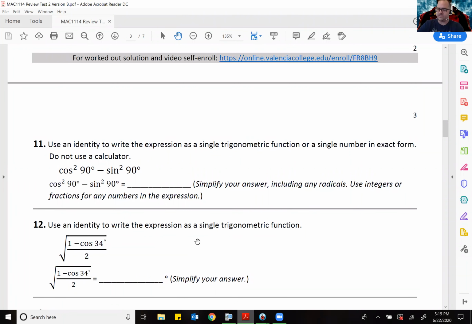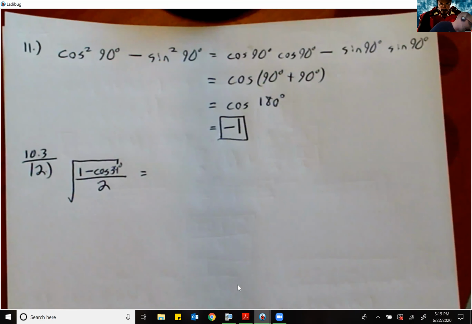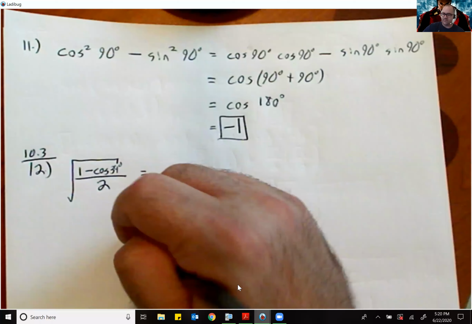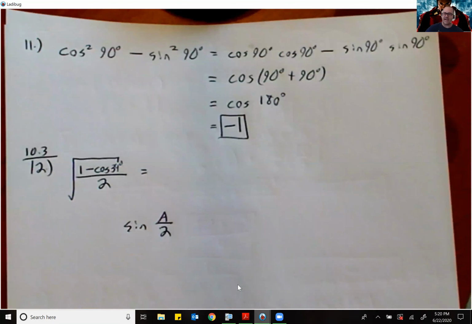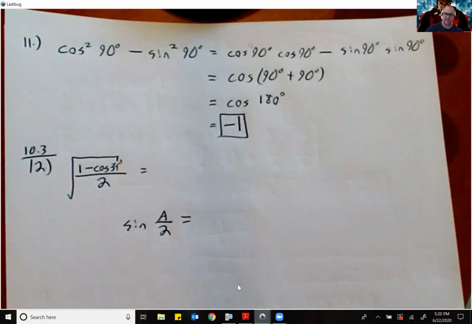Okay. Number 12, we jump into 10.3. This is when you learn double angle and half angle formulas. Here, you're taking 1 minus cosine 34 degrees all over 2. In this one, a lot like what we did with the sum and difference formulas, their identities, they want you working backwards. So which of the double angle or half angle formulas matches this? When you have 1 minus cosine 34 divided by 2, this matches the sine of the half angle. Because again, they want an exact answer. We don't know what cosine 34 is, and if you go to your calculator, it'll kick out a decimal. They don't want that. They want the exact answer. Okay?